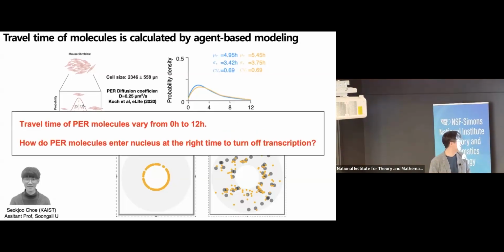Then the question is, travel time of the per. That means your arrival time to this gate is from 0 to 12 hours of today. But how do they enter here at the same time every day, all together?